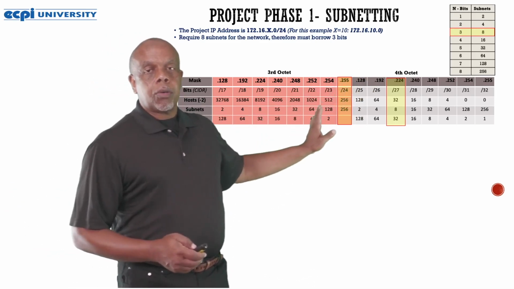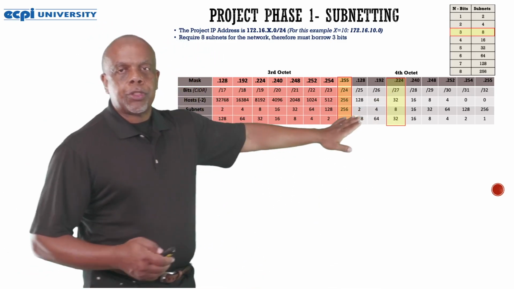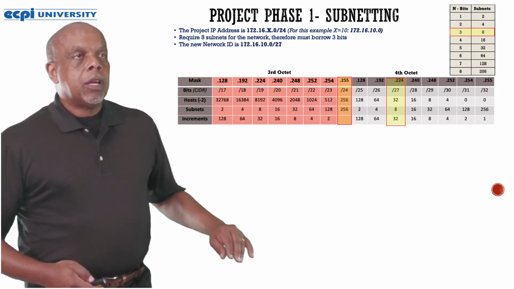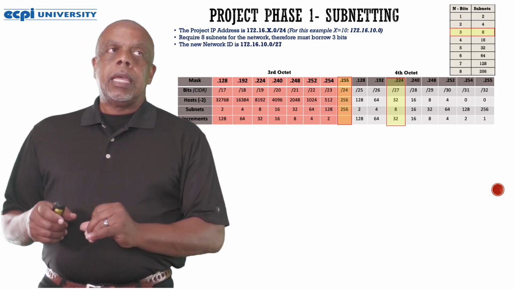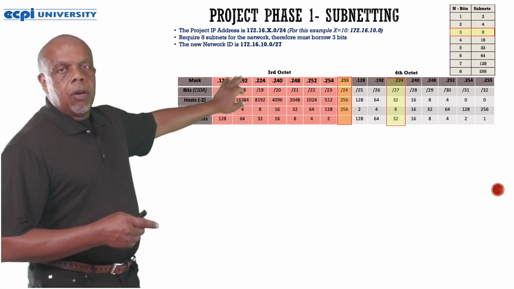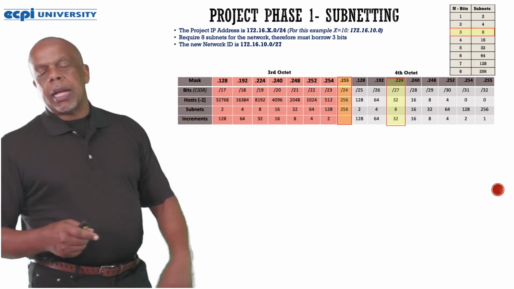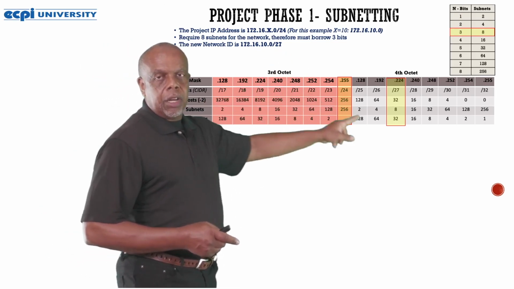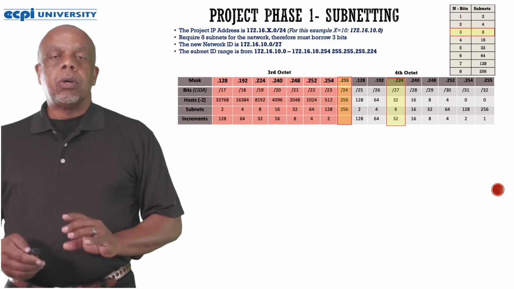So now we've borrowed 3 bits, and I have 8 subnets with 32 IP addresses in each subnet. Now, what does that mean though? It changes some things in my IP address as well as in the subnet mask or the CIDR. So now my new network ID is 172.16.10.0 with a CIDR of 27. CIDR 27. All right.